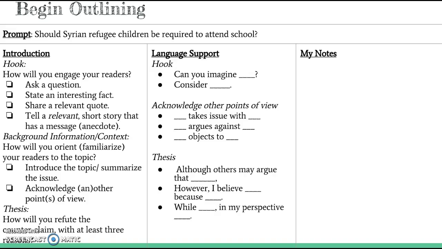Next, I want you to think about the background information or the context. How are you going to give your reader some information about this topic? Again, there's some sentence frames in the middle column, and then you can take some notes there on the right. And if you don't have the information that you need yet, maybe there you can just write down what you feel like you want to find because you want to make sure your reader understands.